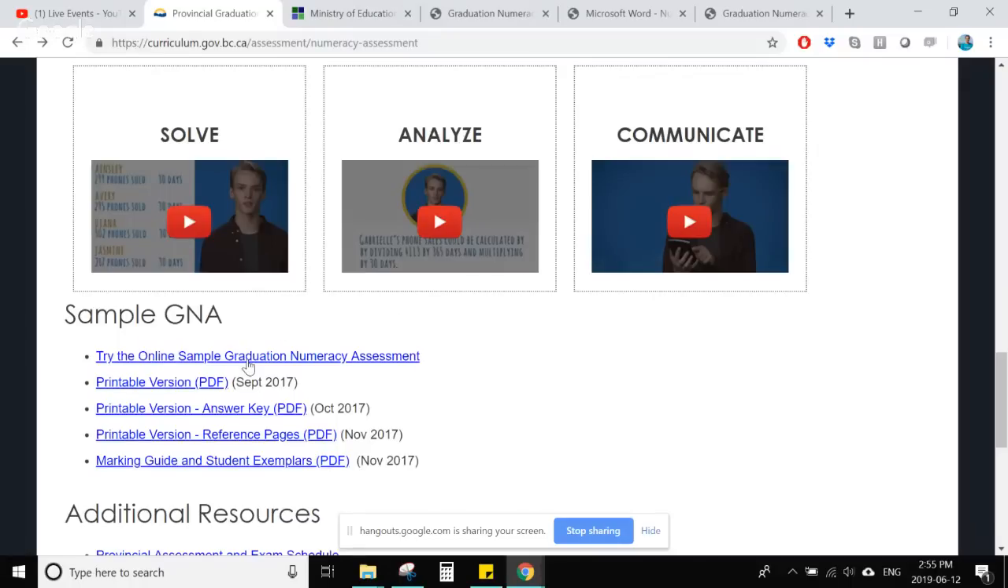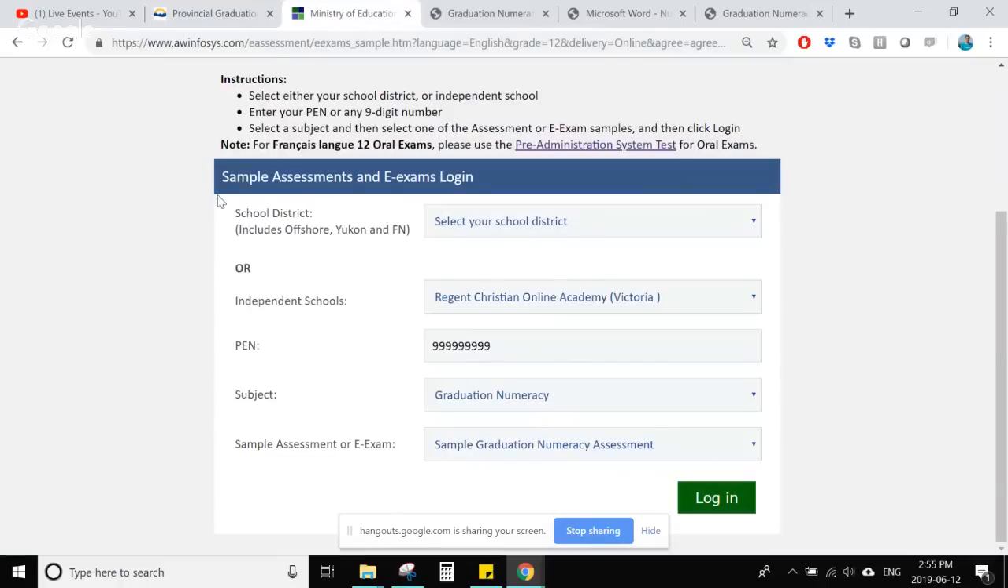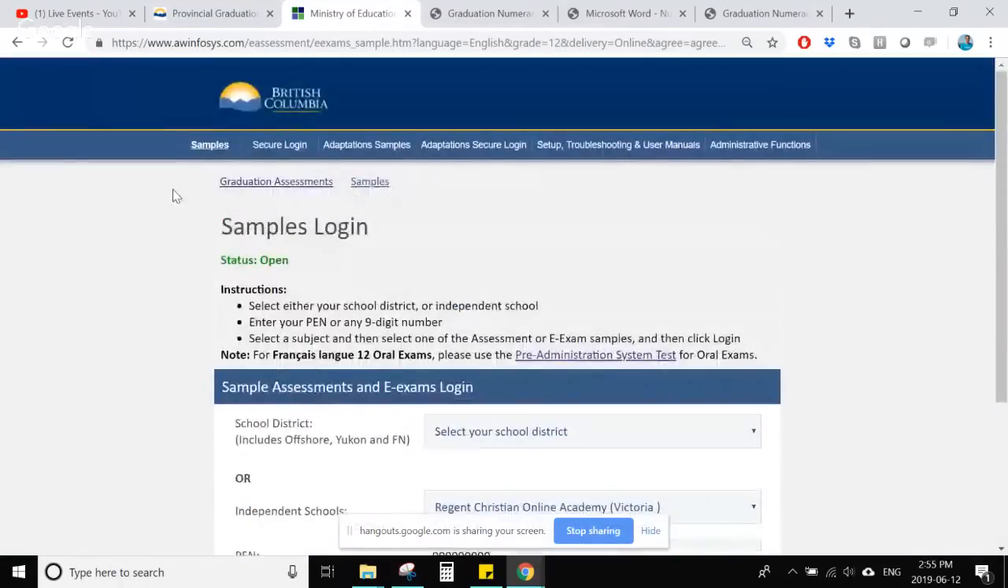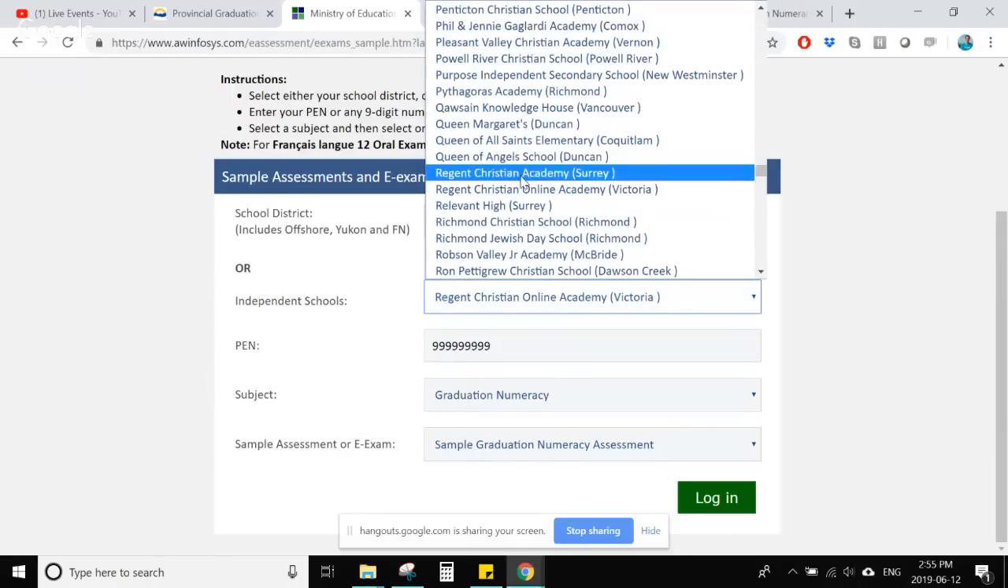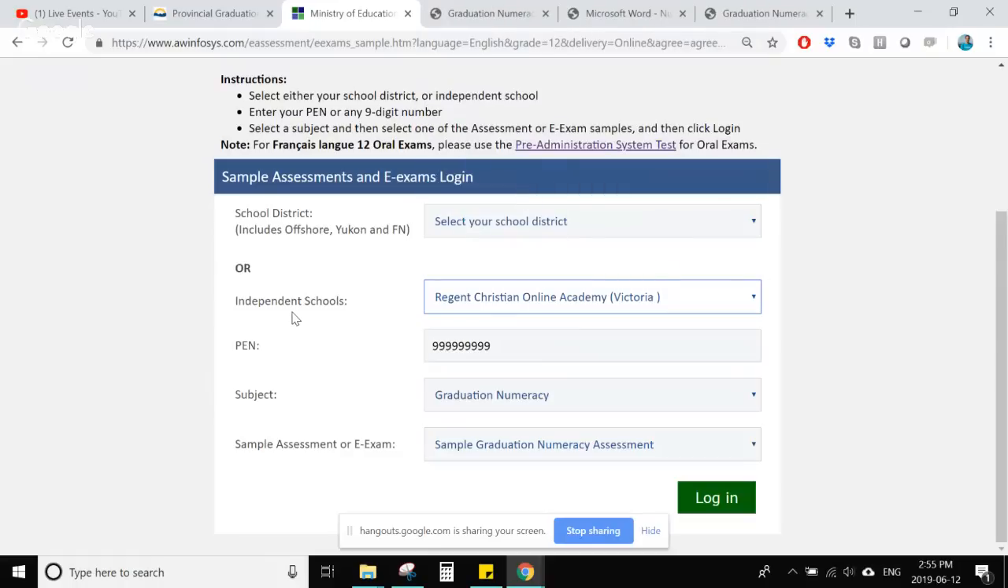So if you click on the Try the Online Sample Graduation Numeracy Assessment, it will take you to this page here. This is your samples login page. This will look identical during your real exam. You will need to know your school district if you're a public school. If you're an independent school, you can select your school from a list of schools in the province. To help you out, you can type in the first letter and then it'll bring up all the schools that have that first letter in their name.